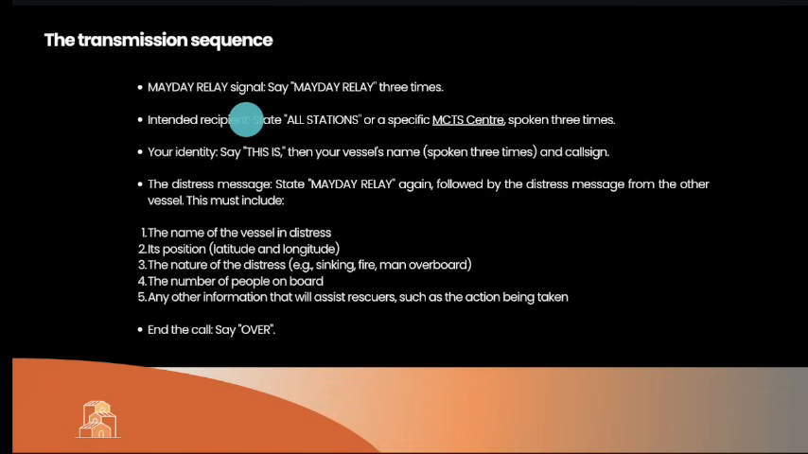For the transmission sequence, the Mayday relay signal says "Mayday relay" three times. Then the intended recipient is stated, all stations or a specific MCTS entry, also spoken three times. Then you say "this is" the vessel name and the call sign. And then "Mayday relay" again, followed by the distress message from the other vessel.